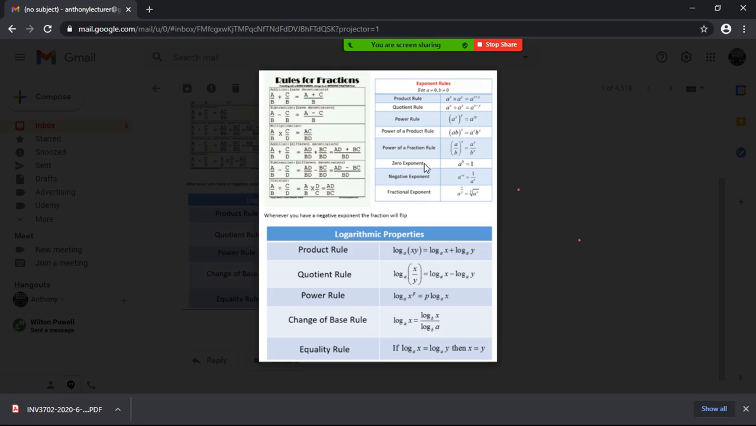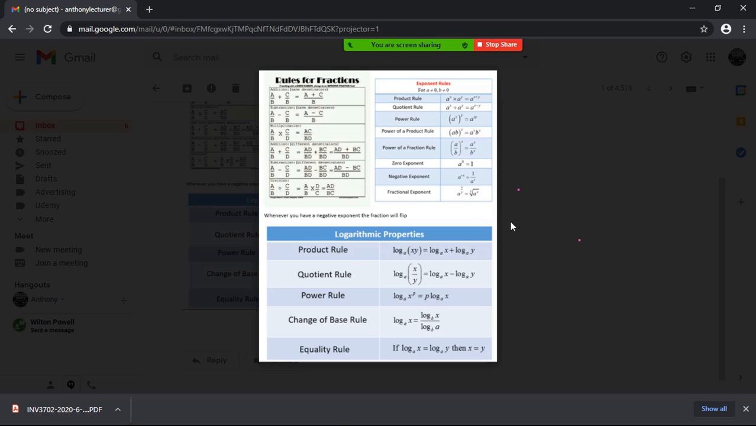That's correct. Exponent 0 equals 1. The negative exponent: when you have a to the minus x, it's the same as 1 over a to the x. You make it positive by putting it in the denominator. And when you have a fractional exponent, so a to the x over y, it's the same as the y-th root of a to the x, with y outside.